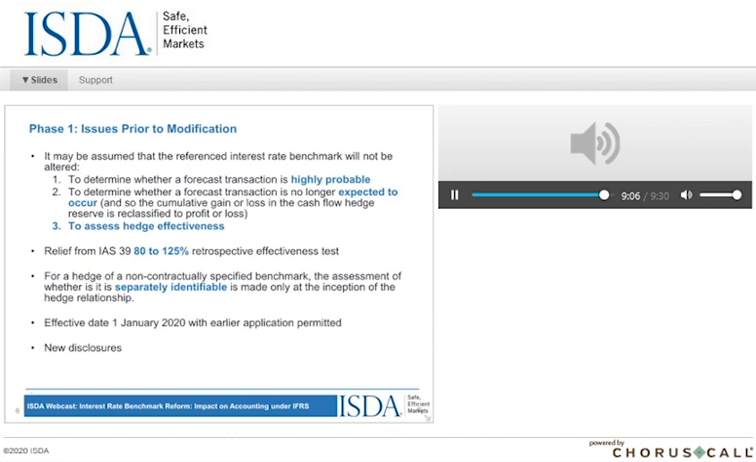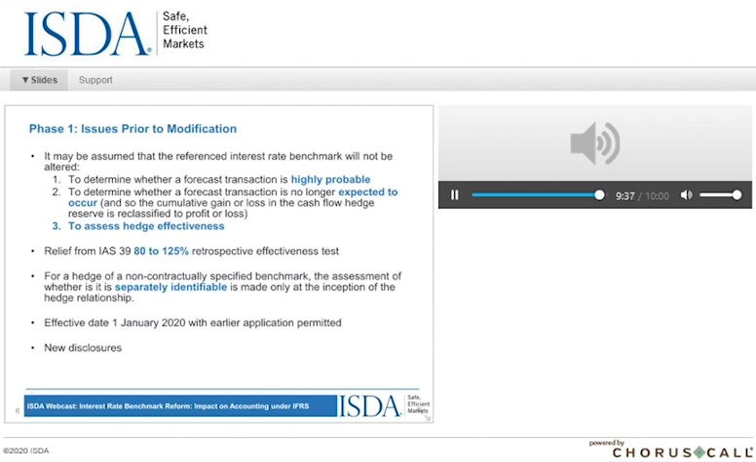Now, Phase 1 continues until the hedge relationship is discontinued, or when uncertainty arising from IBOR reform is no longer present with respect to, on the one hand, the hedging instrument, or on the other hand, the hedged item. In this context, uncertainty refers to both the amount and the timing of benchmark-based cash flows. It's also worth noting that Phase 1 came with a number of disclosure requirements.